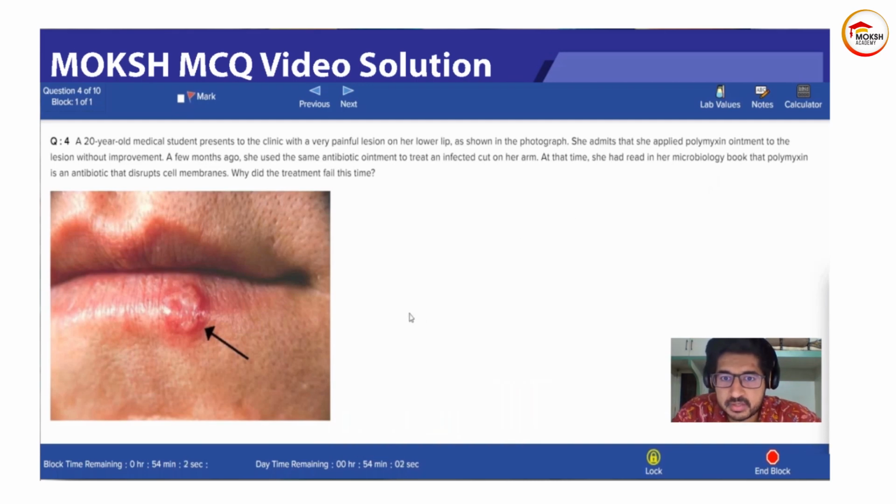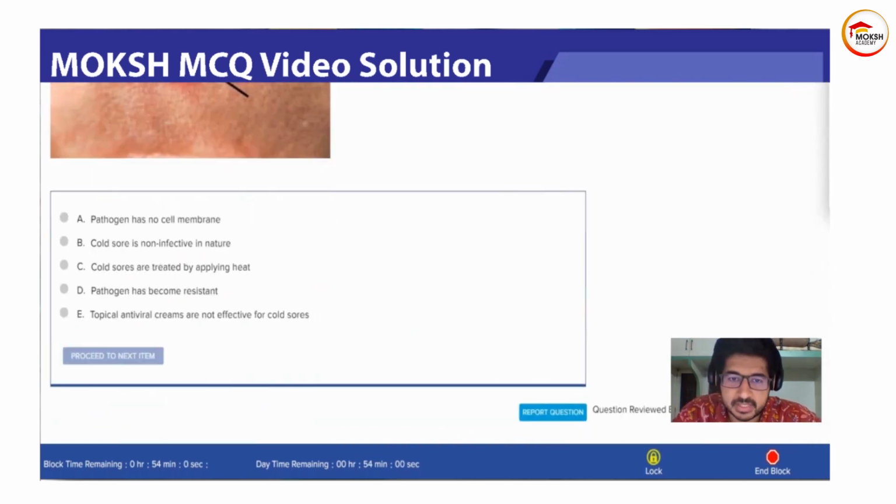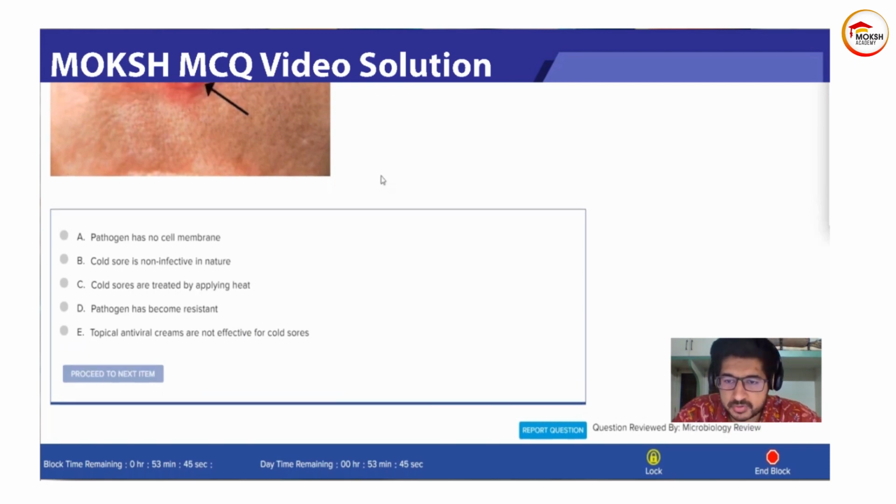Which of the following is why the treatment failed at this time? A. Pathogen has no cell membrane. B. Cold sore is non-infective in nature. C. Cold sores are treated by applying heat. D. Pathogen has become resistant. And E. Topical antiviral creams are not effective for cold sores.